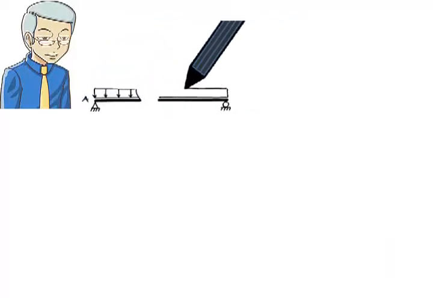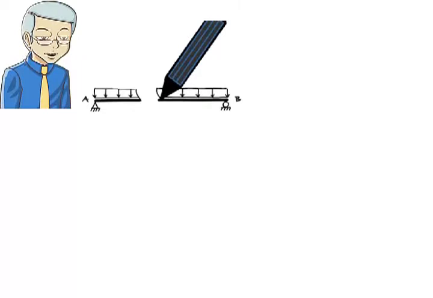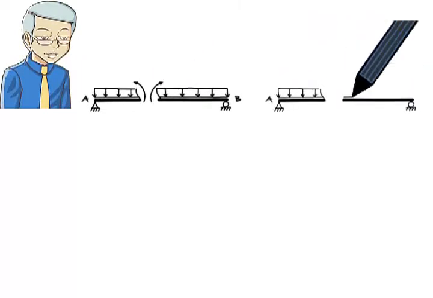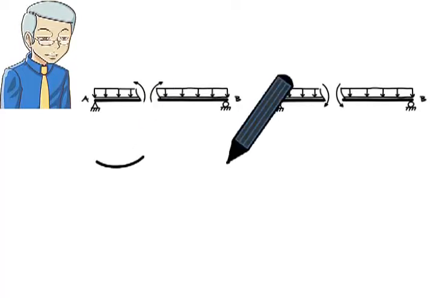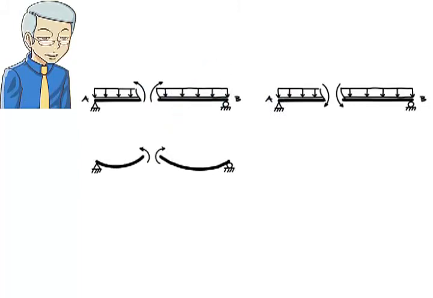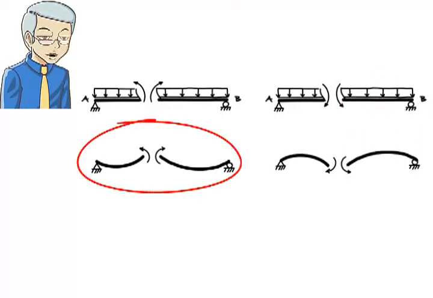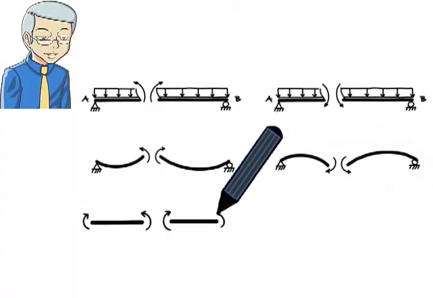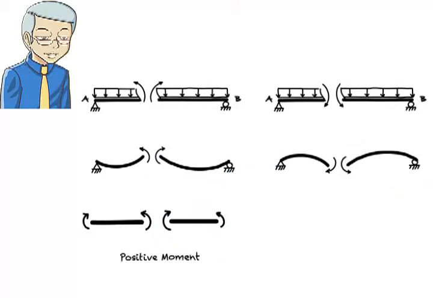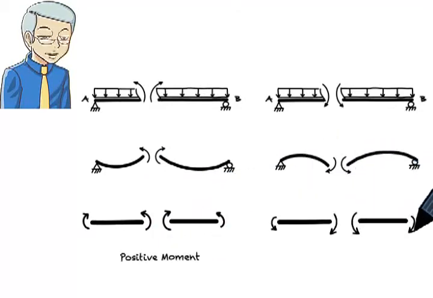Similarly, when we cut the beam, the internal bending moment is drawn either like this or like this. In the first scenario, the bending moment tends to cause a concave up deformation in the beam like this. In the second scenario, the beam segments tend to form concave down, like this. A positive moment tends to cause a concave up bending in the beam. A negative moment tends to bend the beam concave down. Therefore, this is considered a positive moment, and this is a negative moment.